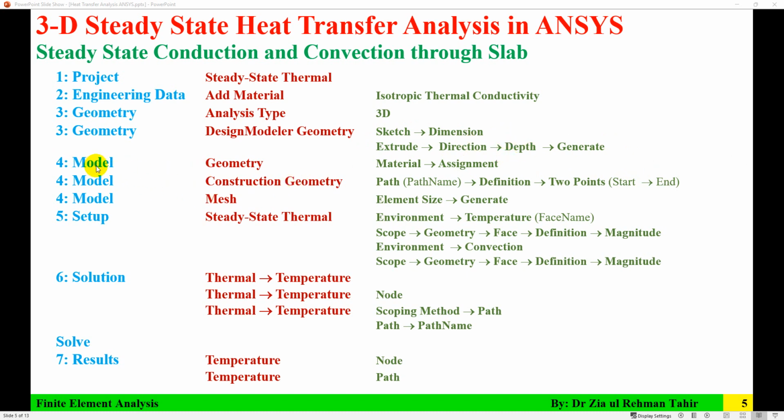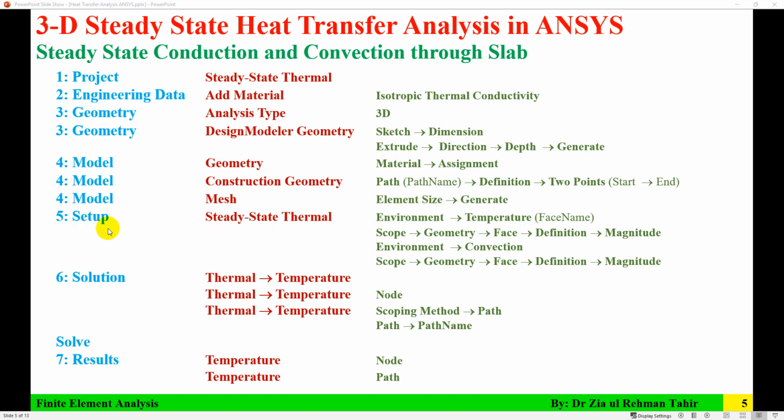In the model, you need to go to geometry and then assign material. Once a material is assigned, the construction geometry is not necessary here, because it is asked in the question to plot the temperature distribution from top to bottom of the slab. So that's why it's being done. Then in mesh, the most important is the element size. You need to select an appropriate element size and generate. In this video, I have used the default element type and element shape.